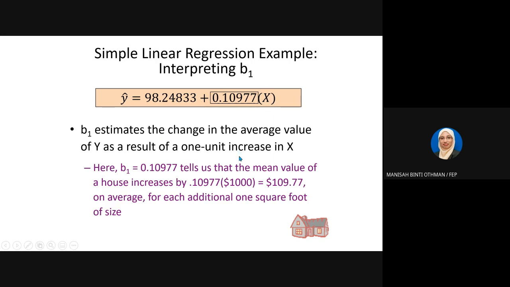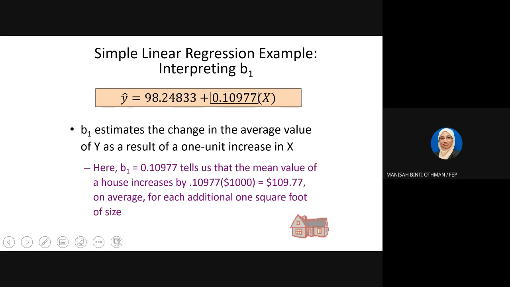If you increase by 2 square feet, then the increase in house price is 109 times 2. So that's to see how an increase in X will affect Y. That's how you see the effect of X on Y. Another reason why we use regression is to see the effect from X to Y. Understand or not?